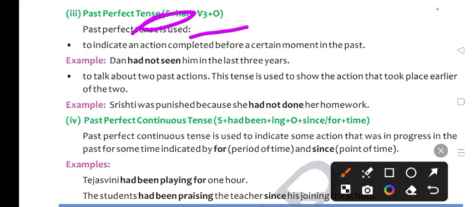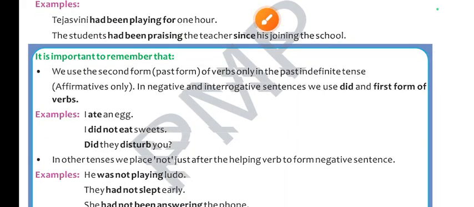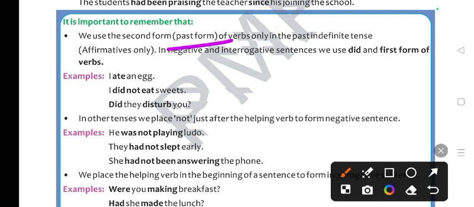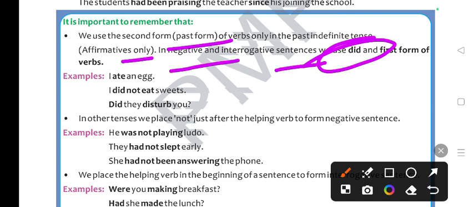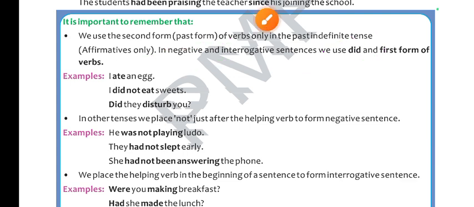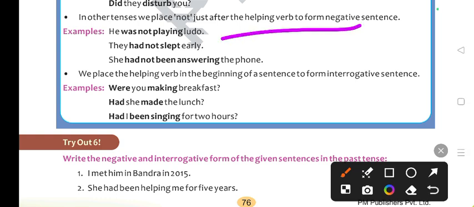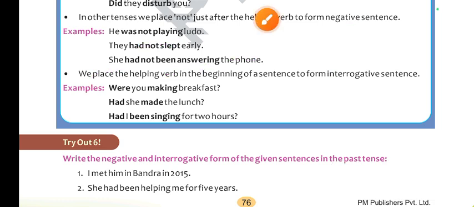Okay. These are some points which you are supposed to keep in your mind. We use the second form, it means past form of the verbs, only in past indefinite tense, affirmative only. In negative and interrogative sentences, we put did plus the first form. Okay. The next point is, in other tenses we place not just after the helping verb to form negative. Like he was not playing Ludo, she had not been answering the phone. We place the helping verb in the beginning of the sentence to form an interrogative. For example, were you making breakfast? Had she made the lunch? Had I been singing for 2 hours?